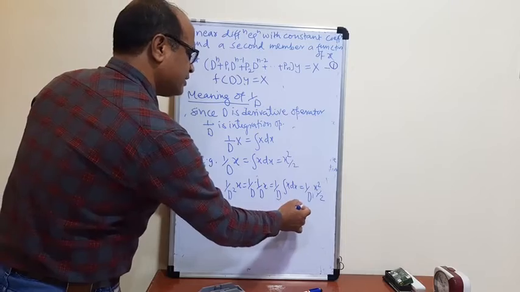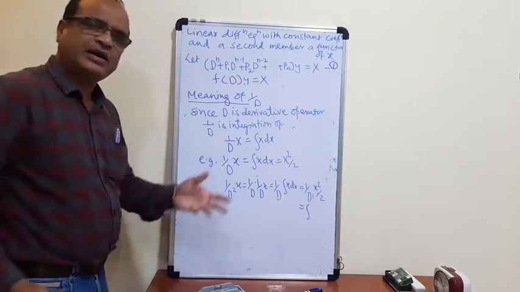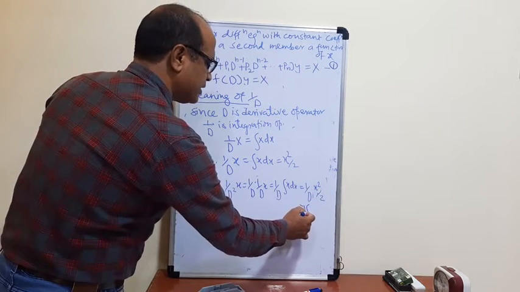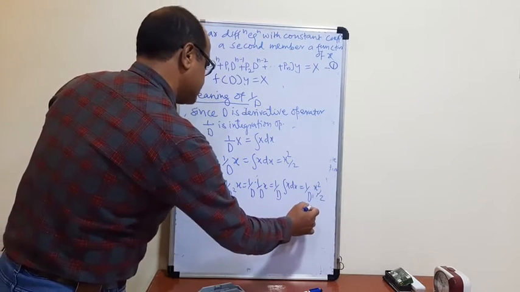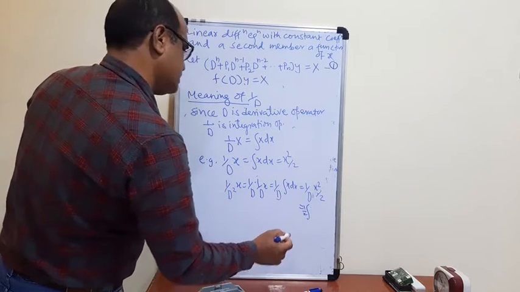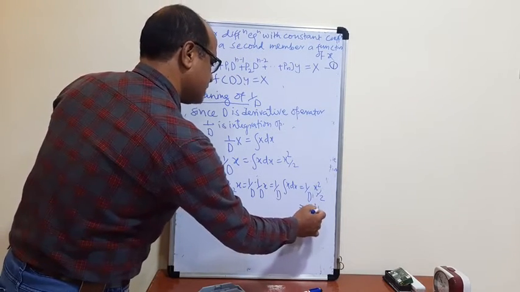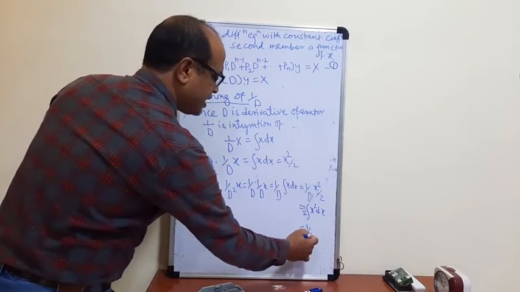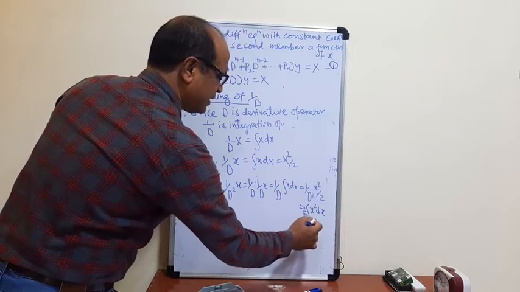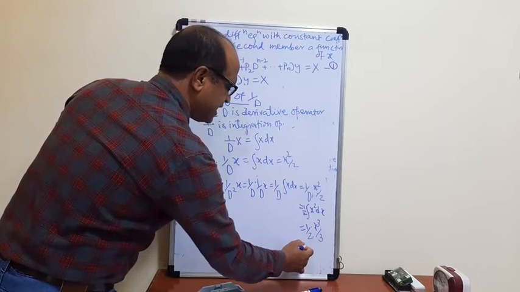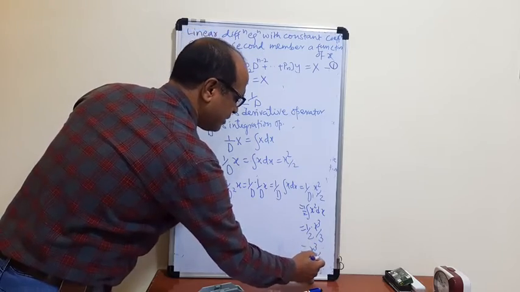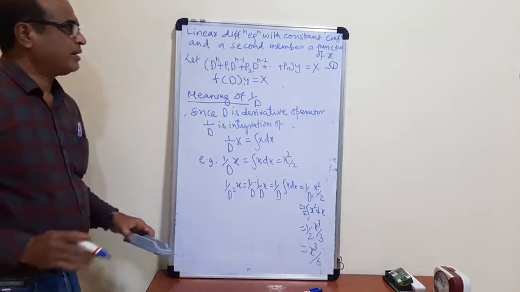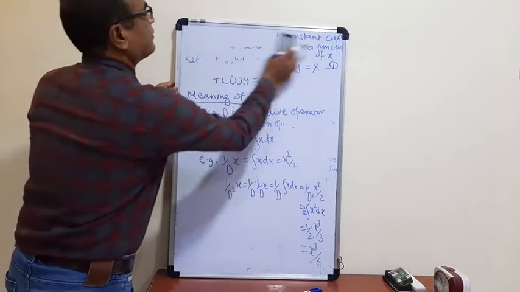So again we take integration, because 1 upon D is an integral operator. So 1 upon D of x square by 2 is 1 half integral of x square dx. Integration of x square is x cubed by 3. So x raised to 3 divided by 6 is the solution of this. So these are the derivative operator and integration operator.